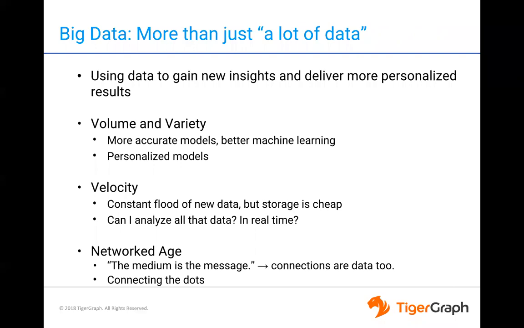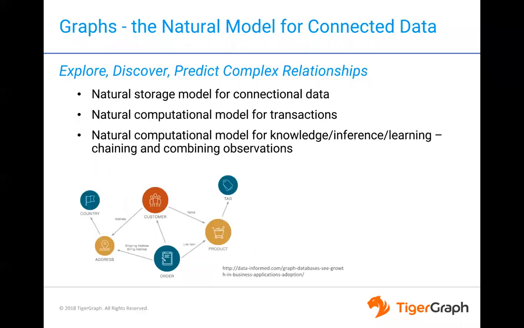Data is also coming in very rapidly, as we said. So there's a constant flood of new data. So we can store it, but can you analyze all of it? Can you do real-time processing? So that's another challenge. And again, we are in the networked age. Someone said decades ago, the medium is the message. And so that's key. The content of your message isn't everything, but it's also how did it get to you, from where, when, in what way. All those connectional attributes are important. So a graph database helps you to connect the dots.